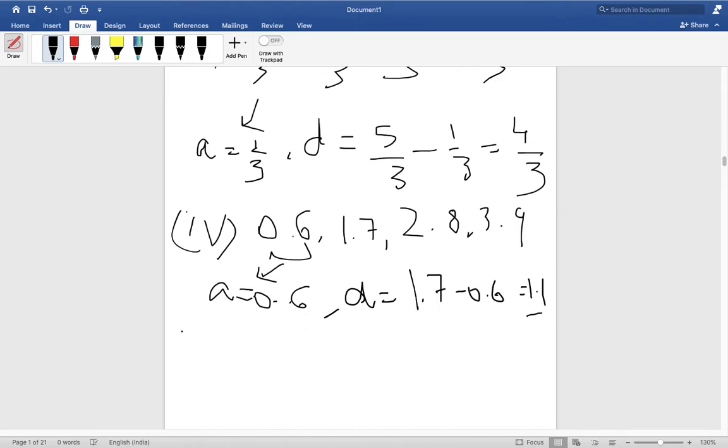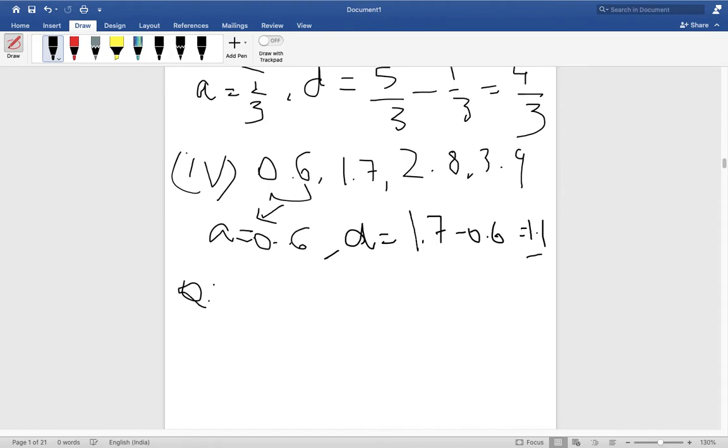Now the fourth question is asking whether the following progressions are AP or not. If they are AP, then find out the common difference and write 3 more terms. Just additional work, that's it. Nothing too scary, nothing surprising over there.